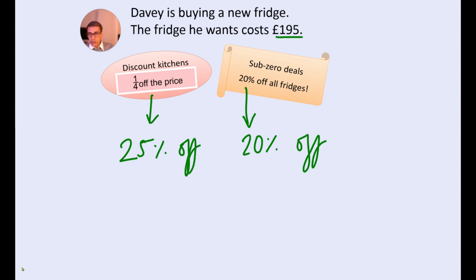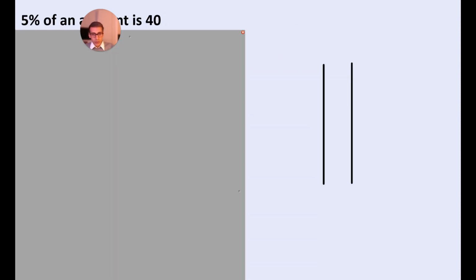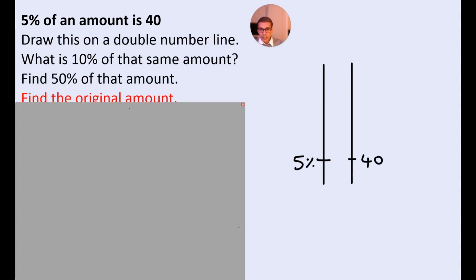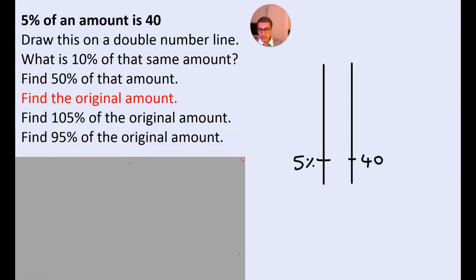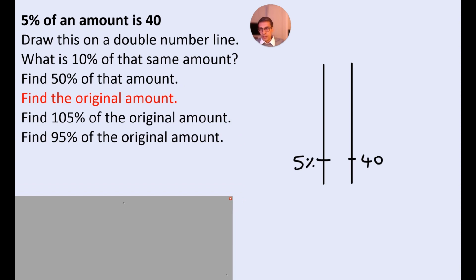So before we continue, just a very quick example of practicing using the double number line. So 5% of an amount is 40. Label all of these on the diagram. We'll start with this one. I'll get you started. So 5% is 40. Now have a go at labeling all of these, and pause the video. And then I'm going to work through it.